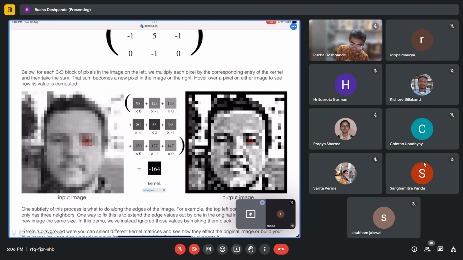Let's take the same pixel. First it was 53 and slightly darker than its surroundings, and now after applying the filter, the value of this pixel has become minus 164. So the difference between it and its adjacent pixels has become more sharp. The difference is higher. That is why the image looks sharper.